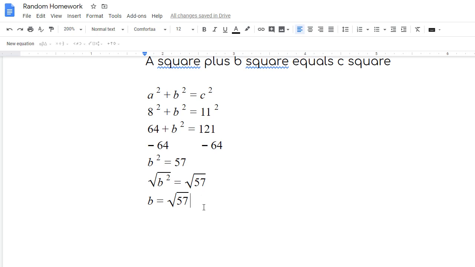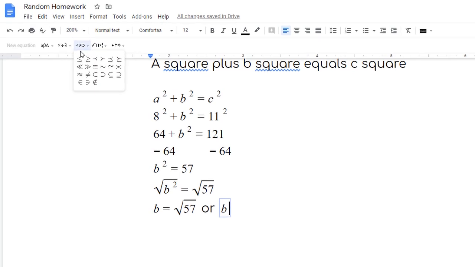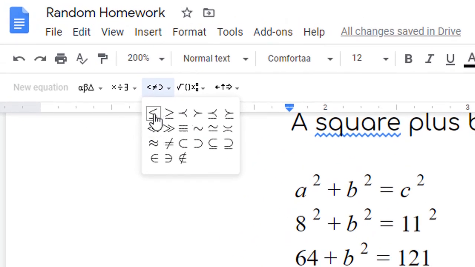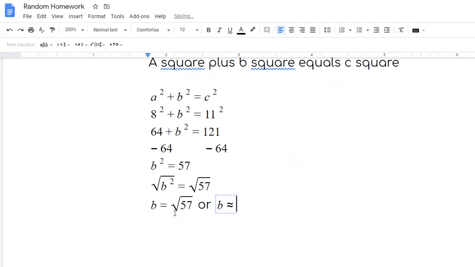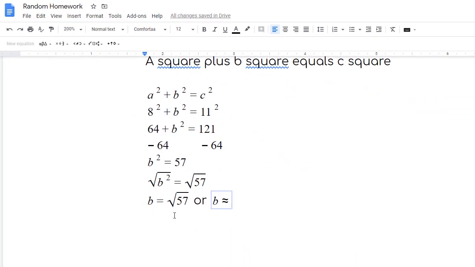Now, I could also, if I wanted to, make a math equation for b and give the approximation, okay? Because when you take the square root of 57, you're going to notice that you get a decimal. So you can always grab the calculator and tell me b is going to be approximately. Now you need to go to relations, and then first column, third row, that's going to be your symbol for approximation, and you can tell me this would be about 7.5 units. Okay, so either way, it's going to be fine.